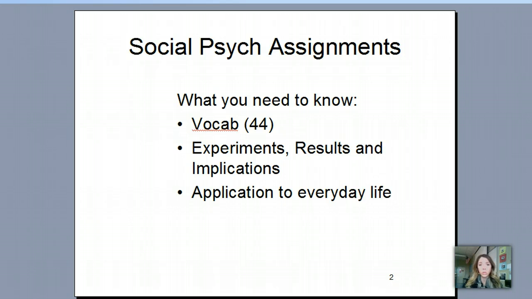All right, so what you need to know, there's 44 vocab terms associated with social psych, not a lot. They're already on Quizlet, so make sure you know them. You need to know all the social psych experiments, what the results were and what the implications were, so things that we've done since then. And then you really need to know all these very basic social phenomena and be able to apply them to everyday life, to very simple things like, why does Johnny not like Blake?